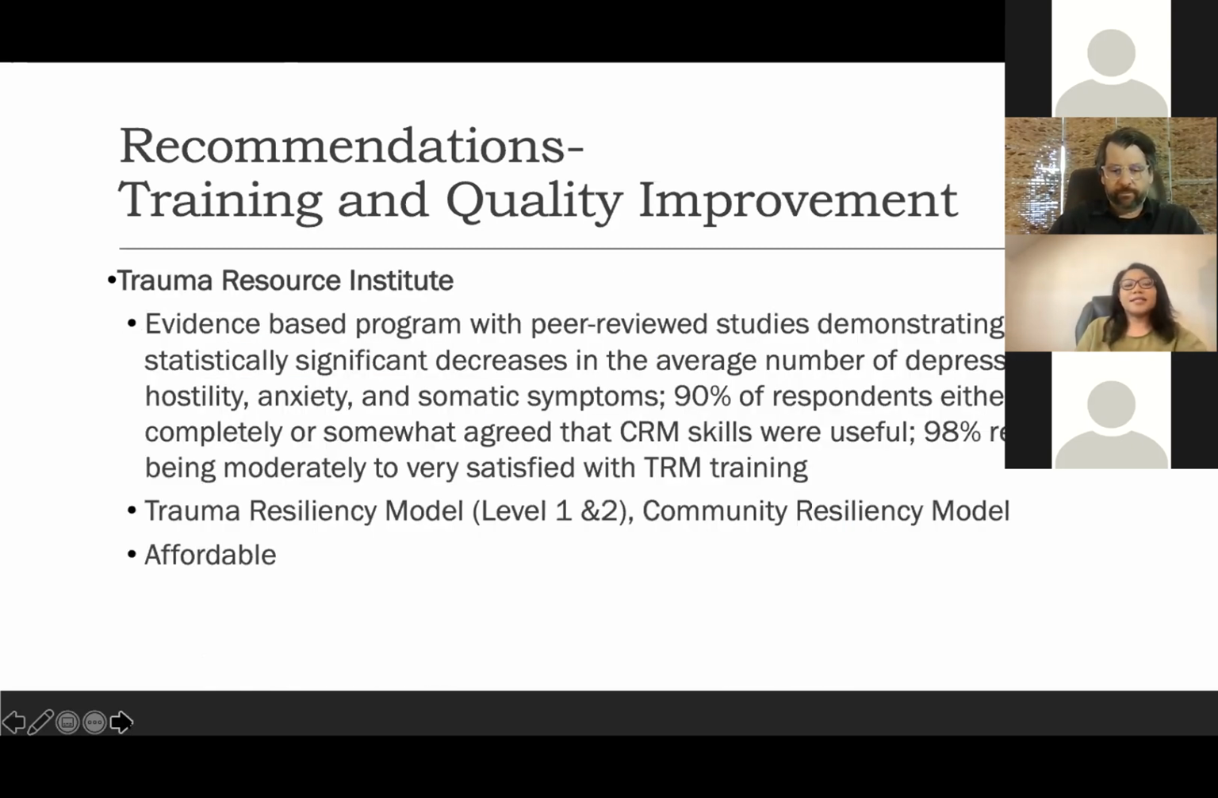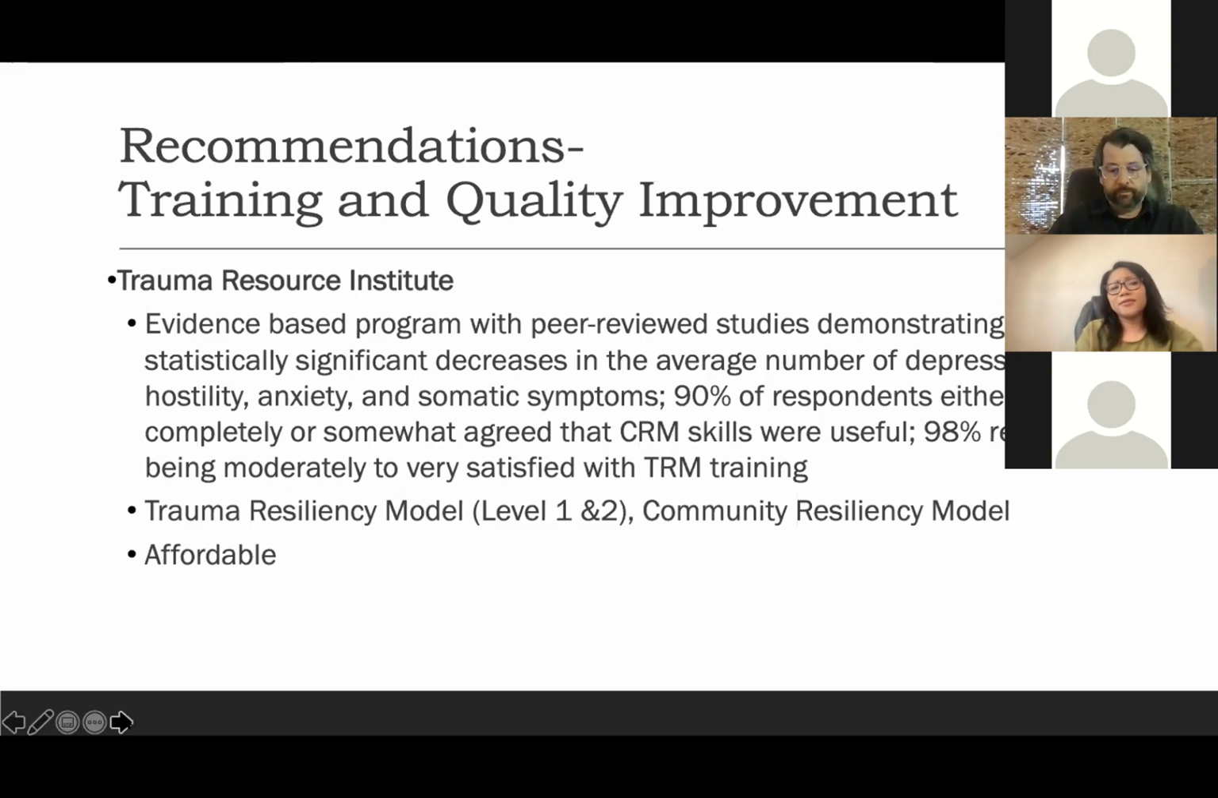We also identified the need to have trauma training and recommend the Trauma Resource Institute. They have an evidence-based training with peer-reviewed studies demonstrating statistically significant decreases in the average number of depression, hostility, anxiety, and somatic symptoms. 90% of respondents either completely or somewhat agreed that CRM skills were useful. 98% reported being moderately to very satisfied with CRM training.